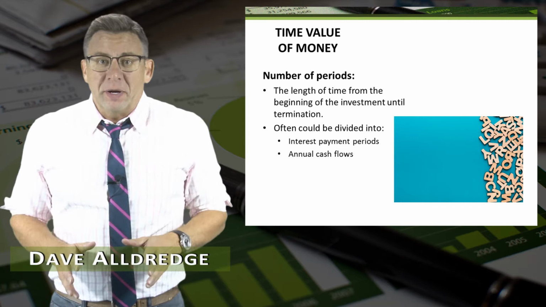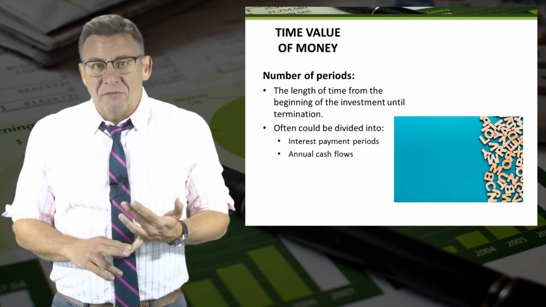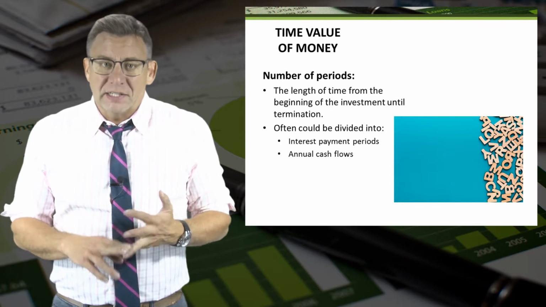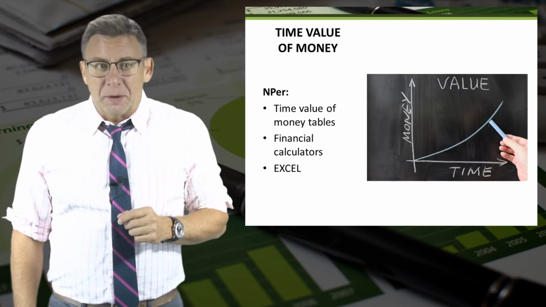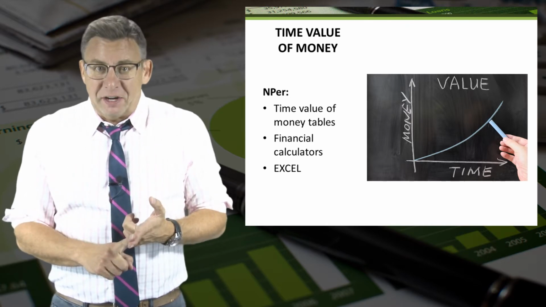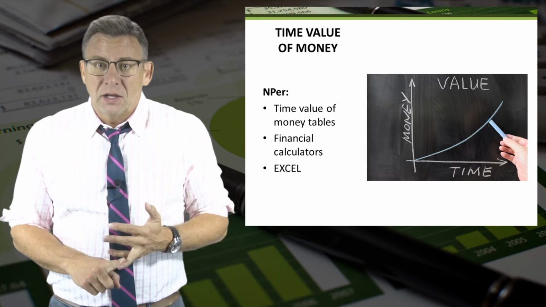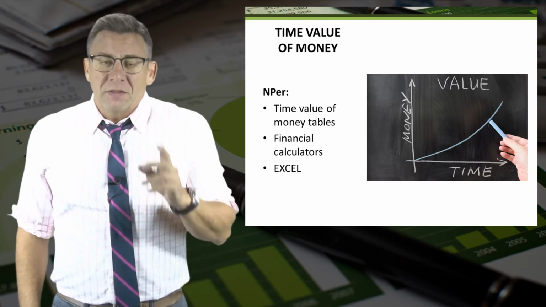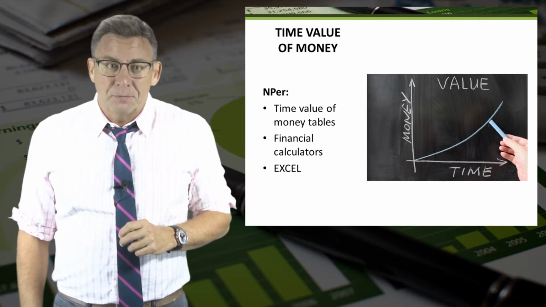Recall that the number of periods is the length of time from the beginning of the investment or loan until termination. There are three ways to solve for the number of periods: using time value of money tables, using a financial calculator, or using Excel, which is the most common way. This video will show you how to calculate the number of periods using Excel.